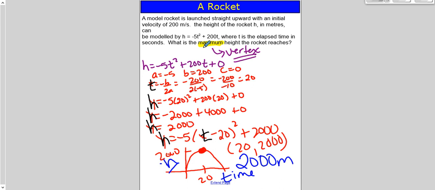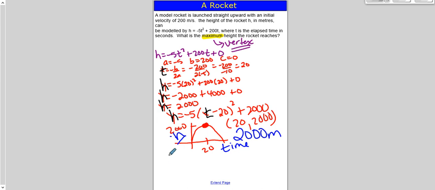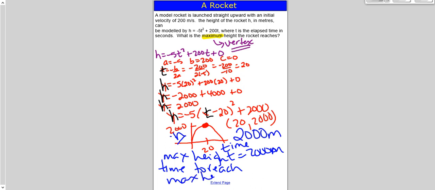Okay. So definitely when you're looking for a maximum height, you want to make sure that it's in vertex form so you can see your vertex, and from your vertex you can pull out. Now, how long did it take to reach maximum height? So max height, we really should write this out, equals 2,000 meters, and the time to reach max height is our time stamp here, which is 20 seconds. Okay, so it took 20 seconds to get over here to get up to there.